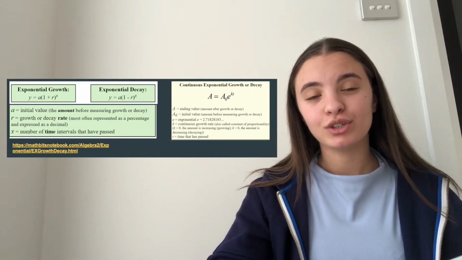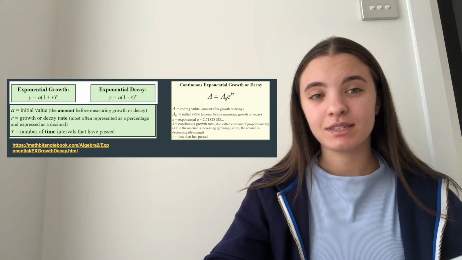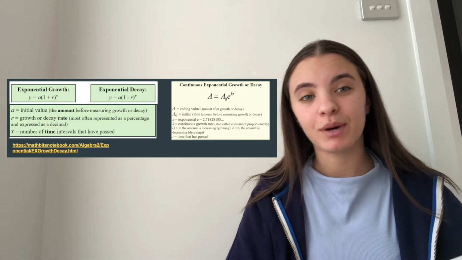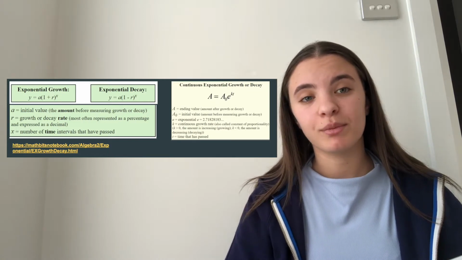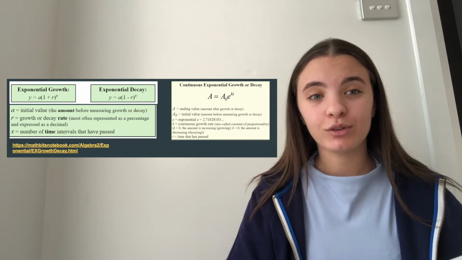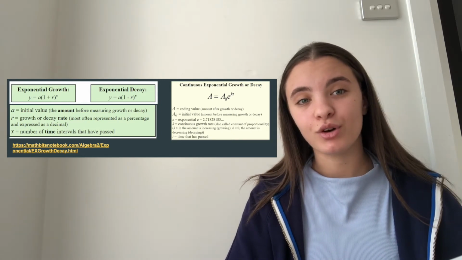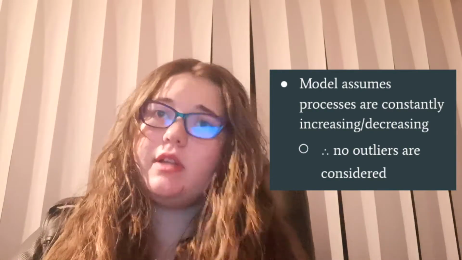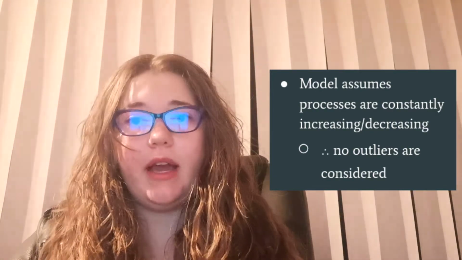Our general function uses a decay rate in percentage, and our continuous exponential function uses an exponential represented by the letter e and a constant which is represented by the letter k. However, from both forms, we can acquire a final value which is the amount after the growth or decay. However, this model assumes that these processes are constantly increasing or decreasing, not accommodating for outliers in the data.